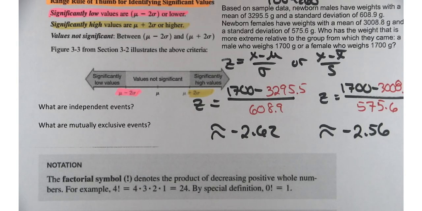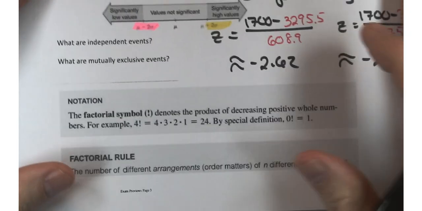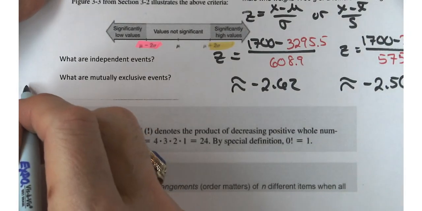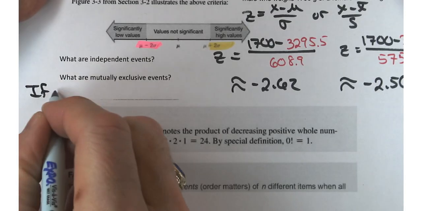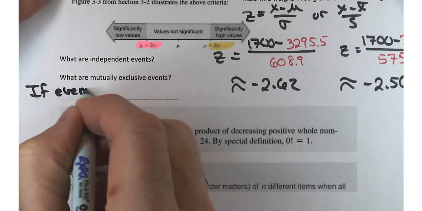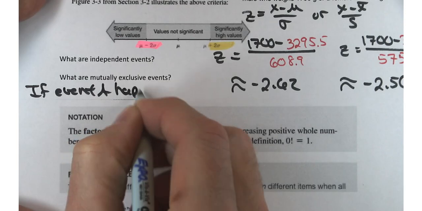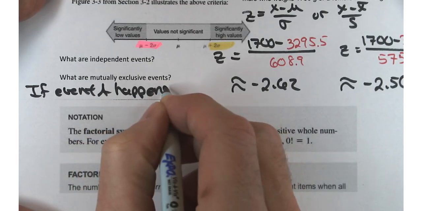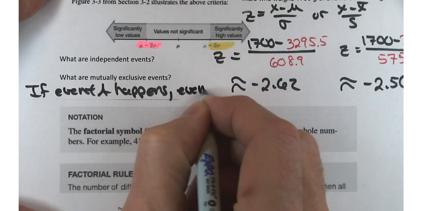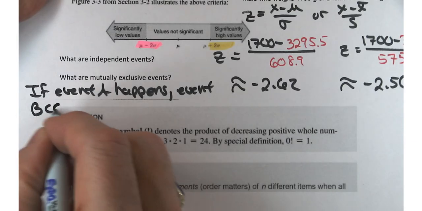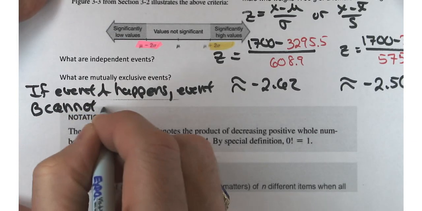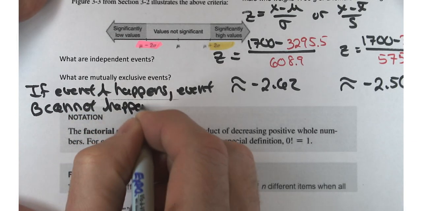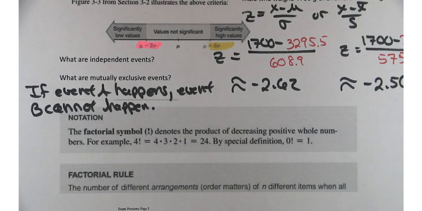So, let's see. I'll just write down: if event A happens, event B cannot happen. All right, there we go.